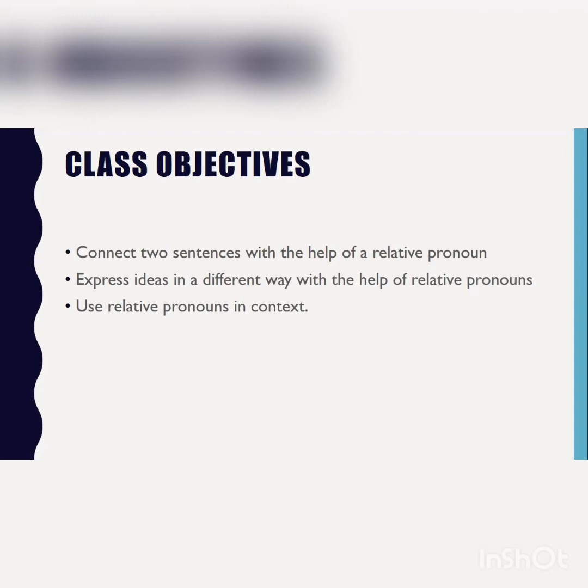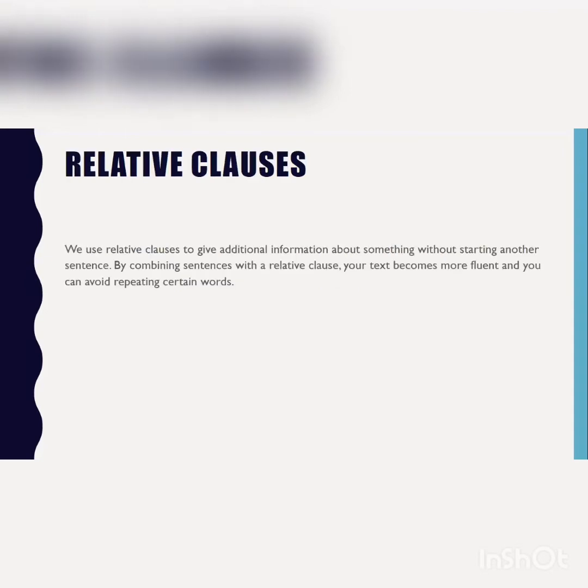So let us continue. To start, what is a relative clause? We use a relative clause to give additional information about something without starting another sentence. By combining sentences with a relative clause, your text becomes more fluent and you can avoid repeating certain words. In other words, we use it to identify or give information about nouns.